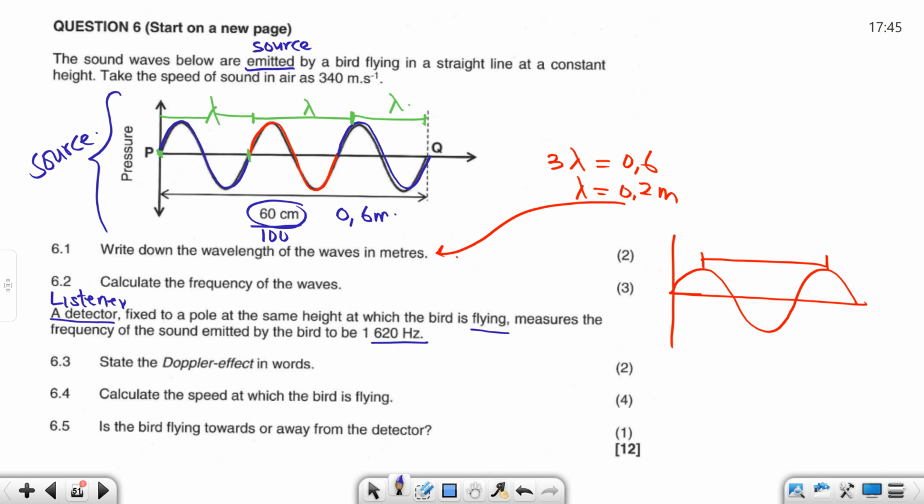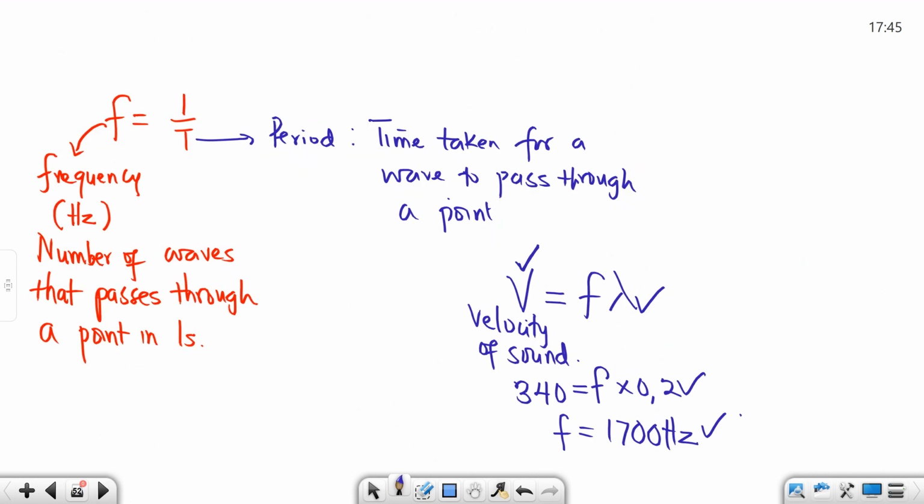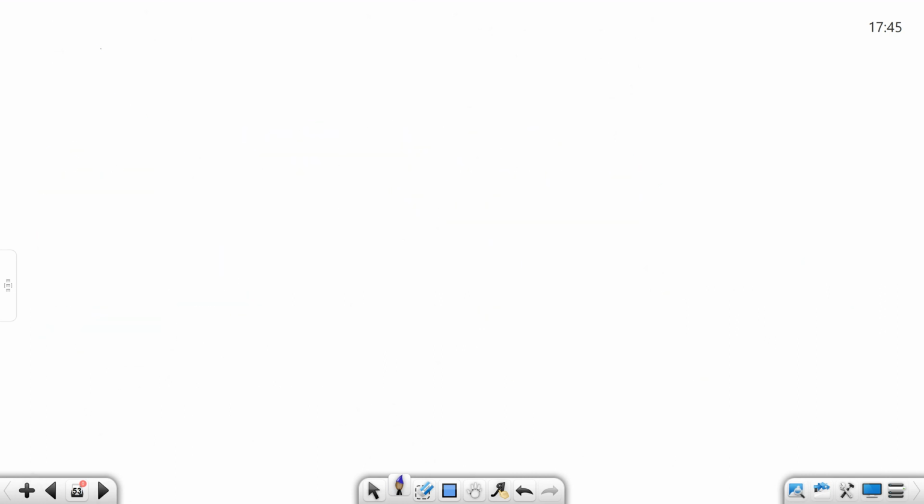Let's do something quickly before we start reading. I know some of you already know: is the bird flying towards or away? That we can even answer just now. What is the frequency of the source? Frequency of the source is 1700 hertz. Frequency of the listener is what? 1620? I'm sure we can tell whether it's moving towards or away. Where is it moving? Biggie? Fumani? Towards or away?